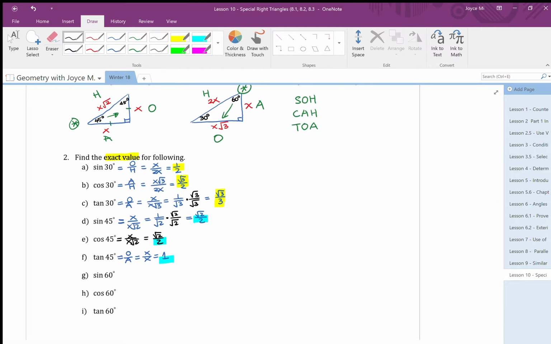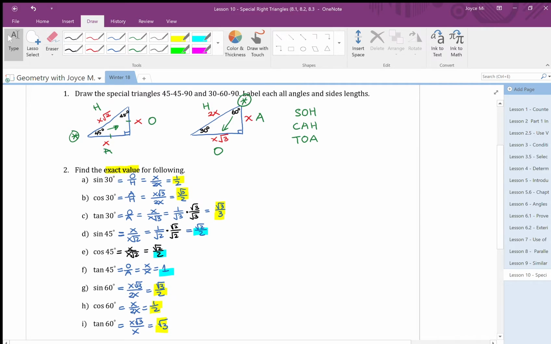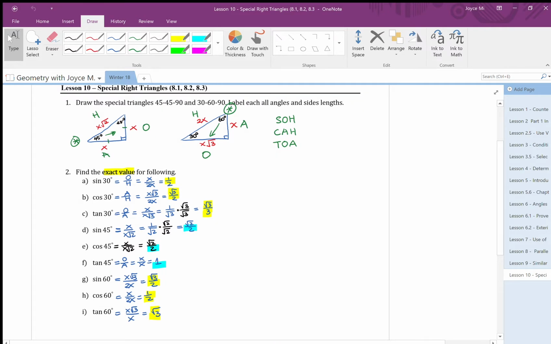Sine is opposite over hypotenuse. So my opposite over here is x square root 3, over 2x. So it's x over x is 1, so square root 3 over 2. Cosine 60 is adjacent over hypotenuse, which is x over 2x. Again, x over x simplifies out, so 1/2. Now tangent 60 is opposite over adjacent, TOA. So that is opposite, my x square root 3, adjacent is x, so just square root 3. And we found the three trig ratios in exact form for 60 degrees. So those are the trig ratios.